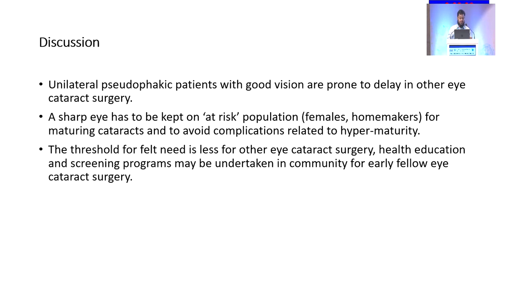In the discussion: unilateral pseudophakic patients with good vision are prone to delay in other eye cataract surgery. A sharp eye has to be kept on the at-risk population, that is the females or the homemakers, for maturing cataracts, and to avoid complications related to hypermaturity. The threshold for felt need is less. Some people come to us with other eye vision 6/9, some come with hand movement vision. So the threshold for felt need is variable and is less for other eye cataract surgery. They can see with the other eye, so they come to us late. Health education and screening programs may be undertaken in the community for early fellow eye cataract surgery. Thank you.